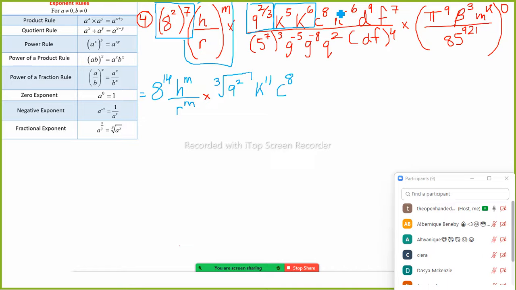What do we do with n to the power of -6, Jasmine? 1 over n to the power of 6. Very good. 1 over n to the power of 6. Okay, good. Next up, we keep d to the 9 and f to the 7.